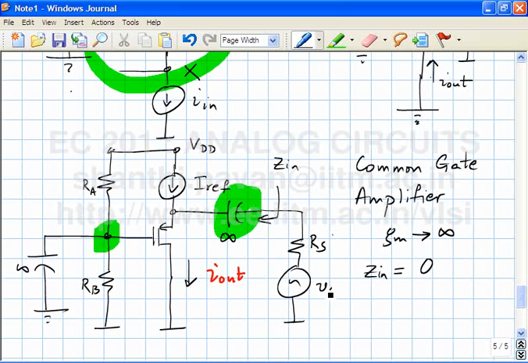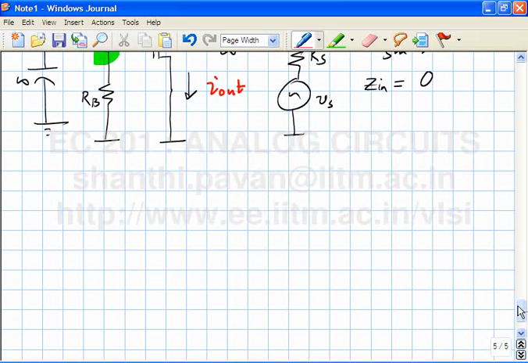The input impedance tends to 0 as Gm tends to infinity. So the incremental current flowing in this direction will be Vs by Rs. The same thing will come out through the other end of the transistor, so the output current will be Vs by Rs. The last thing is the transimpedance amplifier that I will do more.